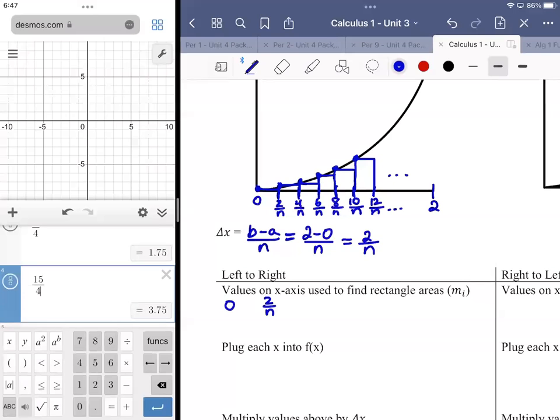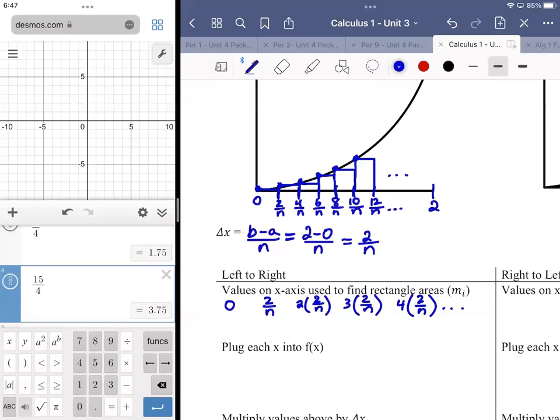So really what I'd be looking at is, like I said, I'm going to have 1 of those 2 over n's, then I'm going to have 2 of those 2 over n's, then I'm going to have 3 of those 2 over n's, 4 of those 2 over n's, and so on. And that's where I get 0, 2 over n, 4 over n, 6 over n, 8 over n, and all the way down the line, right? But that would be my sequence. That's one way to write it, right?